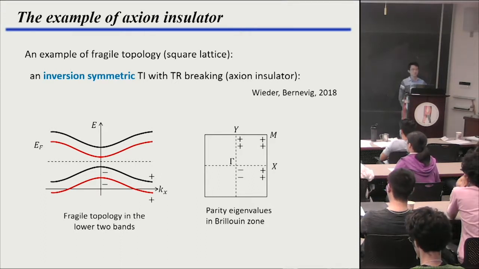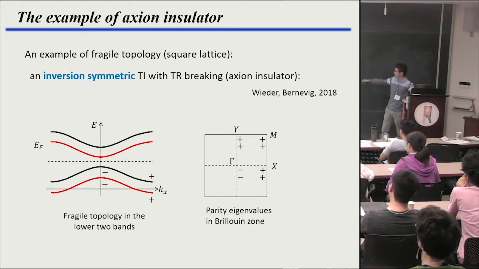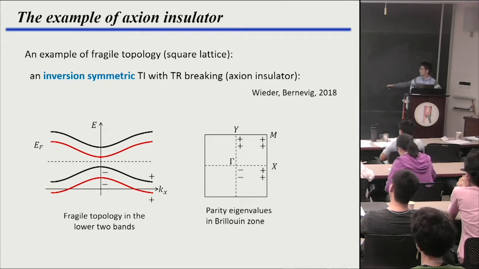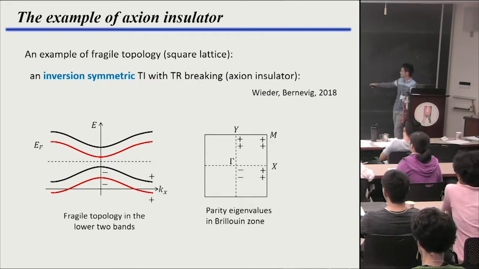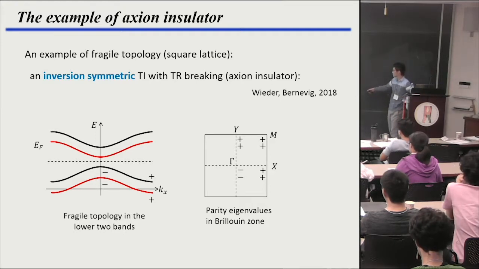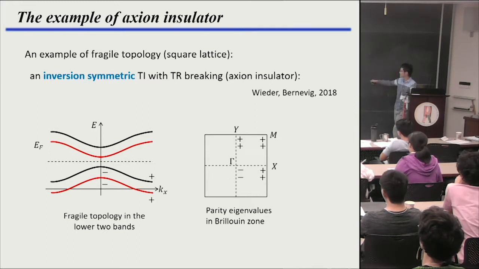This is just the previous quantum spin Hall example I showed. You have two valence bands here and two conduction bands here. EF is here, sorry. So if you put your EF here, there are two occupied bands, and you can still define the inversion parity eigenvalues at these high symmetry points. So these points are still inversion symmetric, although time reversal is broken. You find you have two bands with negative parities here, and all the other high symmetry points will have plus parity.